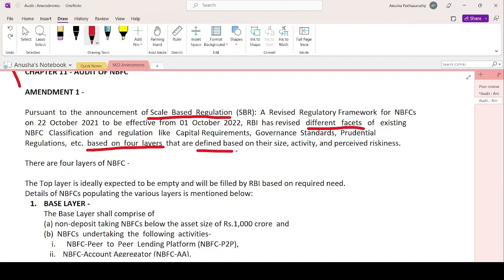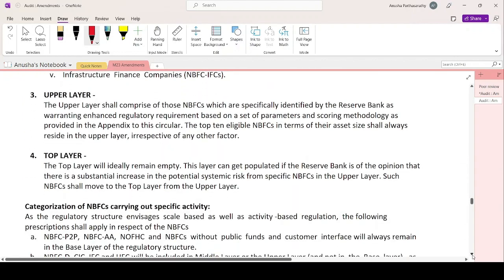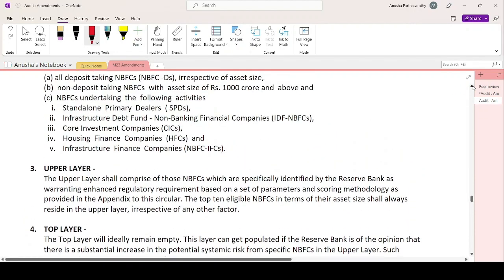Now, like they have revised the peer review applicability, NBFC classification is also being revised into 4 different layers. What are the 4 different layers? First one is base layer, second one is middle, then upper, top. So simple, right? Base, middle, upper, top. Usual words which we usually hear. But there are some definitions for it.